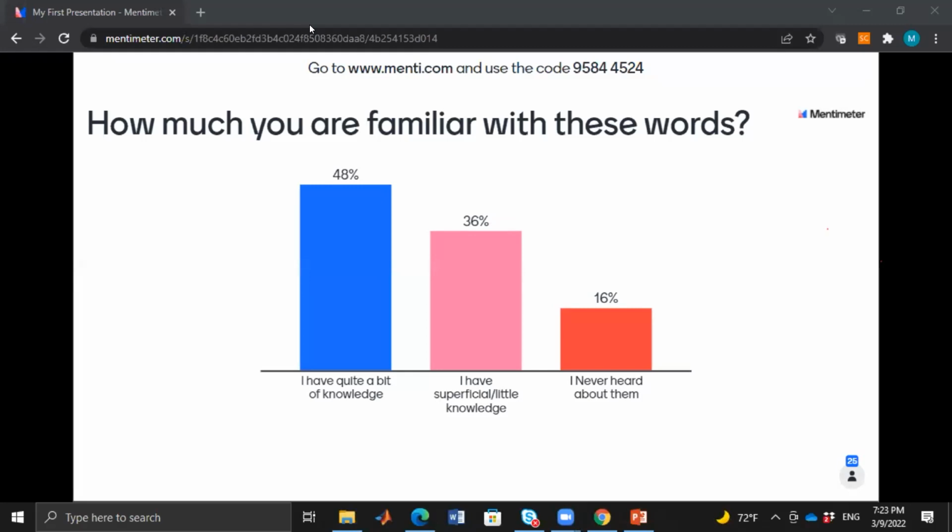Okay, so almost more than half of the attendees here participated in this. Many of the people have a bit of knowledge of this, some have very little, and we have 16% of people who never heard about this. So I think it will be very useful to the pink and red group here, which are more than half of the people who participated in this vote. Very good. Thank you very much.